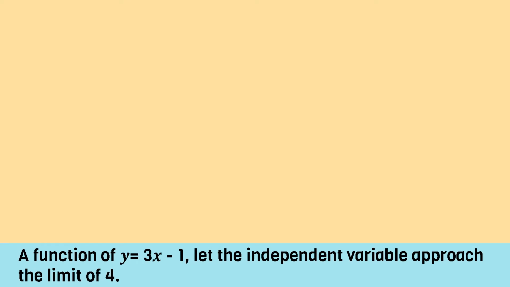Let's stop beating around the bush. For example, we have the function y is equal to 3x minus 1. And we are interested in what's happening to the value of y as we let the independent variable x approach a certain number, say 4. Remember that we don't have to reach 4. We just need to approach 4 from both sides. Numerically, it will look like this.